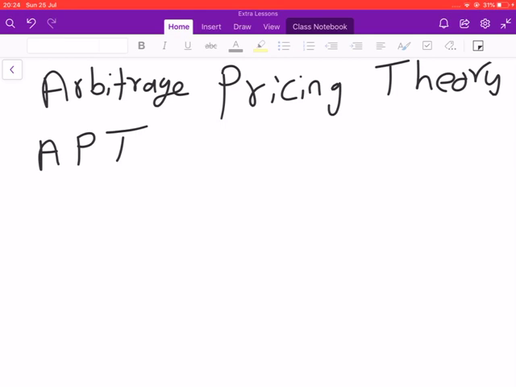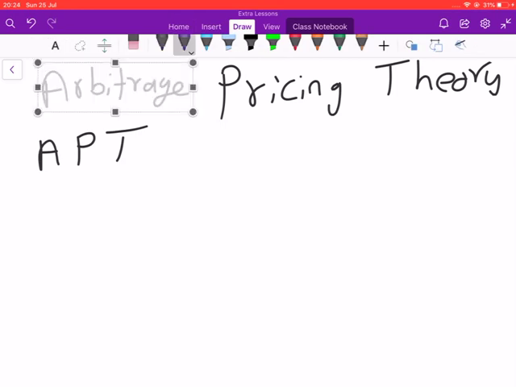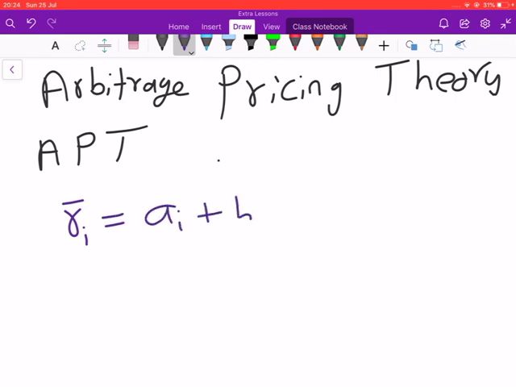So under APT, to prove APT under a factor model, let's say you are given two assets, asset I and J. Each asset has its own return, right? So let's say the returns for I is going to be this, and the returns for J, actually. So we are considering only one factor.